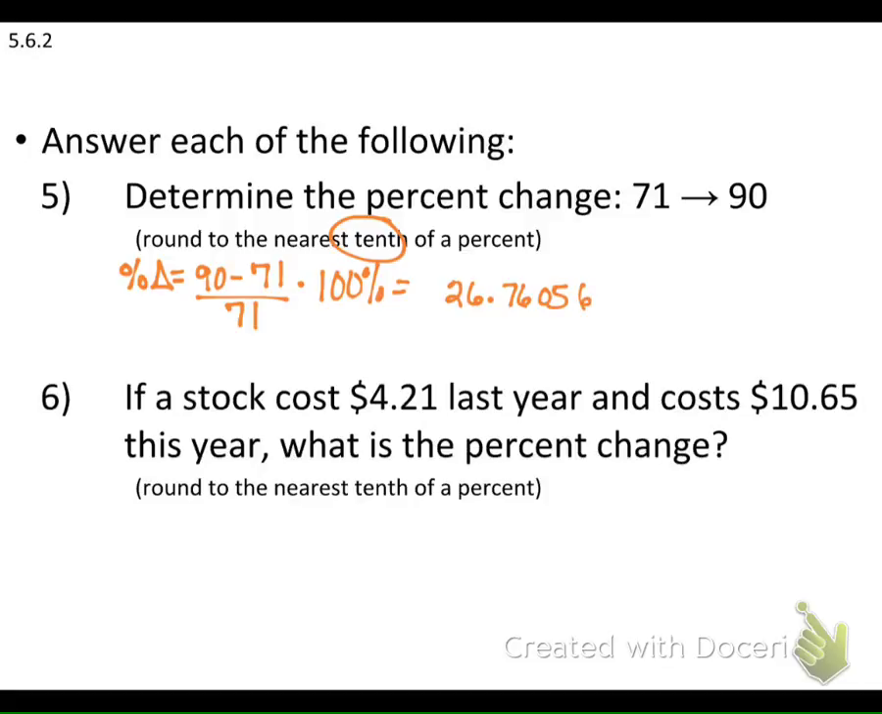Now, the directions say round to the nearest tenth of a percent. Which number is in my tenths place? Look to the right, 5 or greater? Yes, so that 7 goes to an 8, so I'm going to have 26.8. Now I need 3 things to make my answer complete. A plus because it's an increase, a percent.